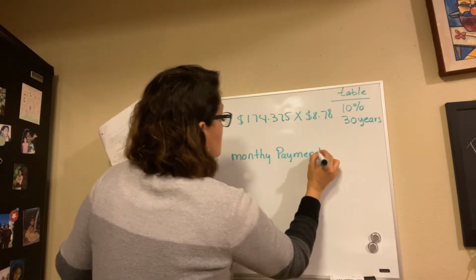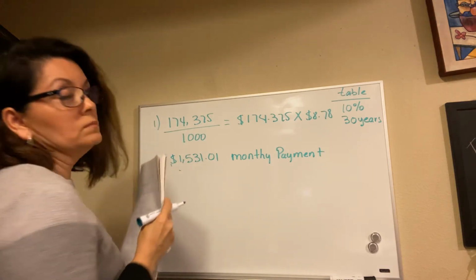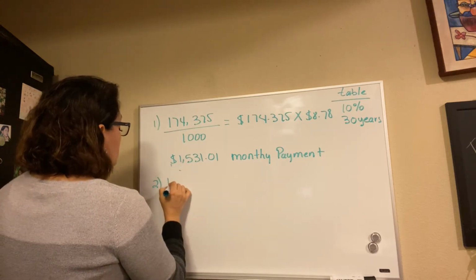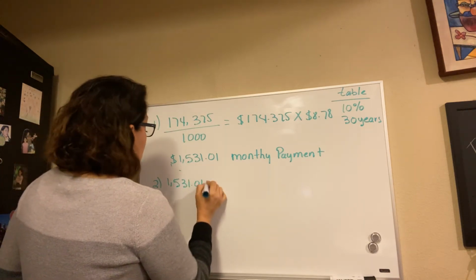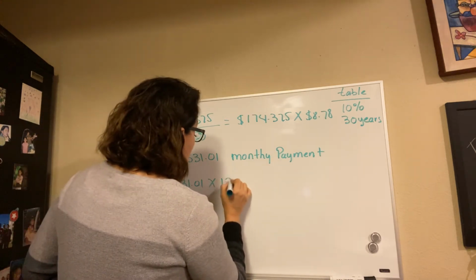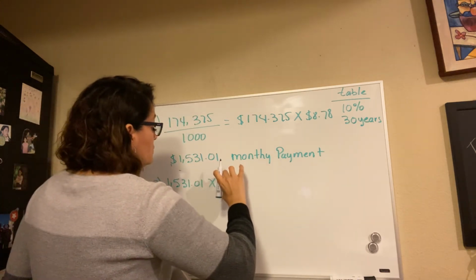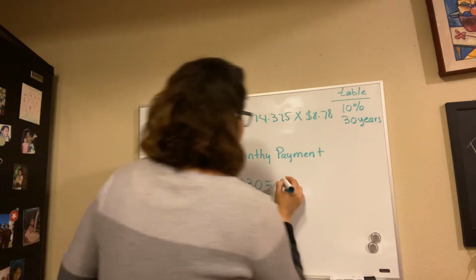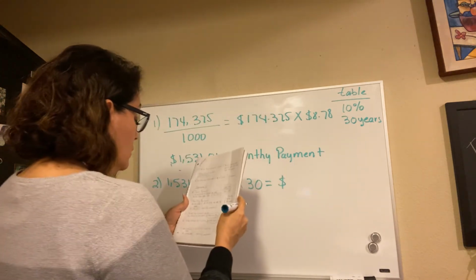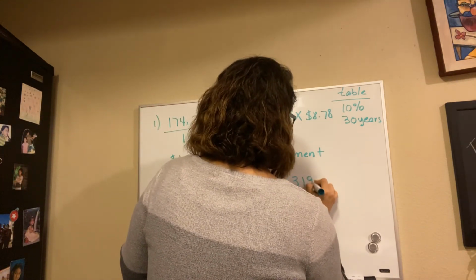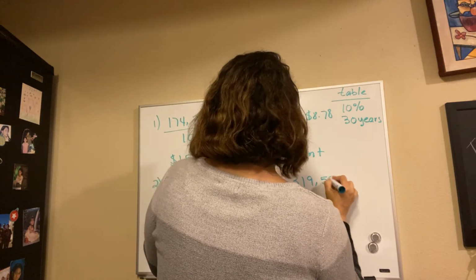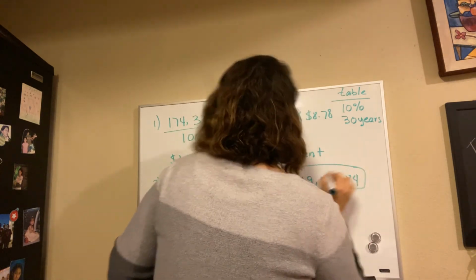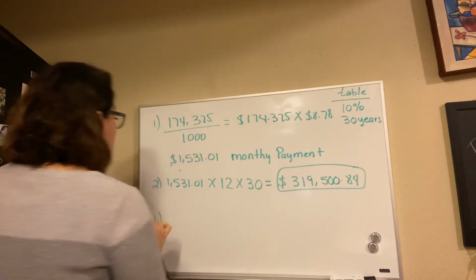What am I going to do next? Step number 2, I need to find the total. What is the total they're going to pay at the end of those 30 years? So it's going to be the monthly payment times 12, because this is for 1 month, this one is for 1 year, and this one is for the 30 years they're going to be paying. So at the end, they're going to end up paying $319,500.84. Okay?